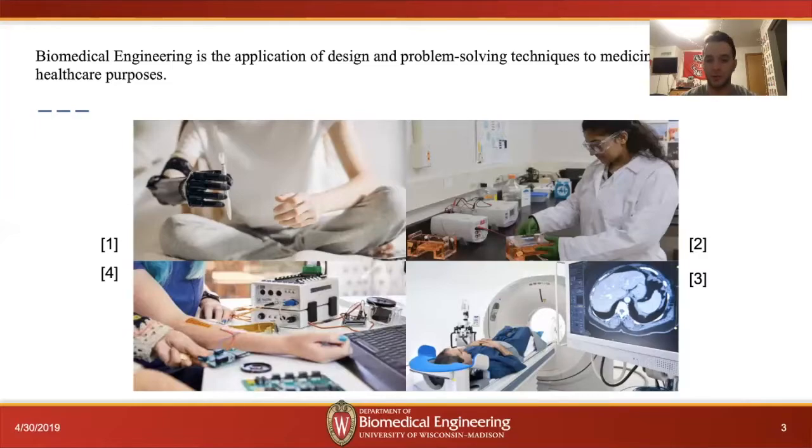As you can probably tell, biomedical engineers can work on a variety of projects, and it's common for us to focus on one specific area. I'll hand off to Kirsten to introduce some of those different areas now.